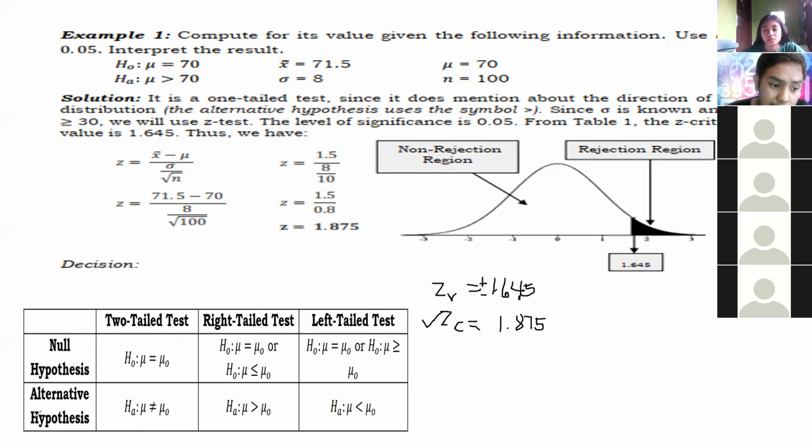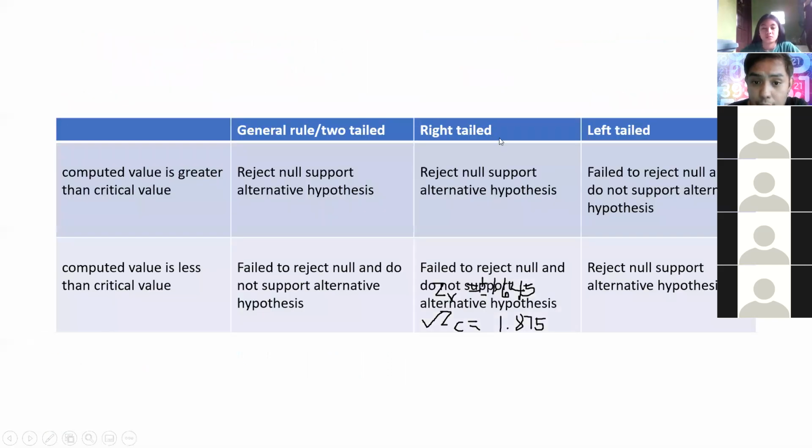So, balik tayo dun sa ating graph. Ang sabi dito, clear po natin, mas malaki si computed, no? So, ito yung computed. Computed value is greater than the critical value. So, punta tayo sa right-tailed. So, ibig sabihin, reject null hypothesis, support alternative hypothesis. So, ibig sabihin, that will be our final decision. Reject null and support alternative hypothesis.